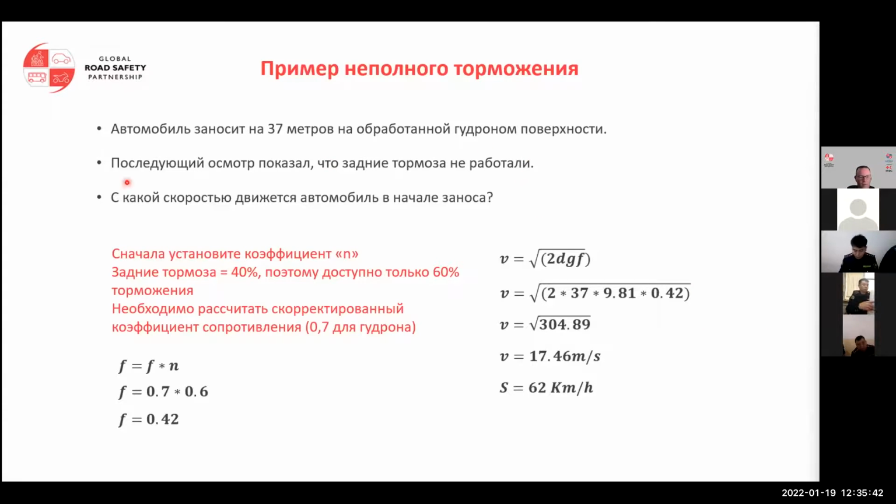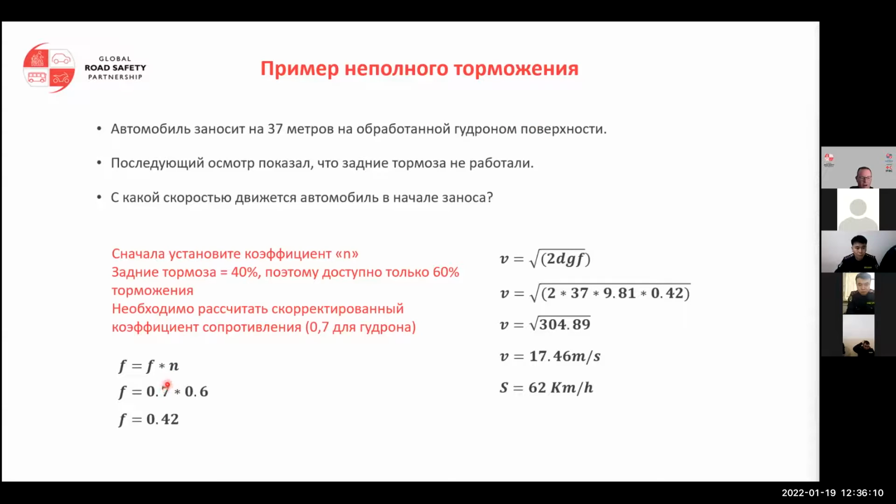We've been made aware there is an issue with the brakes. We do not have complete braking, so we have to calculate an N factor. We have to adjust the drag factor. Rear brakes are 40% of the work, front brakes 60%. So we only have front brakes, so we only have 60% efficiency. We now need to do our adjustment.